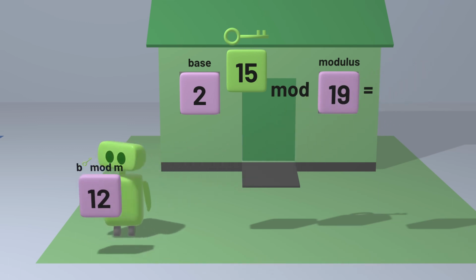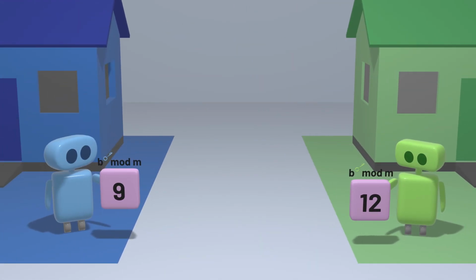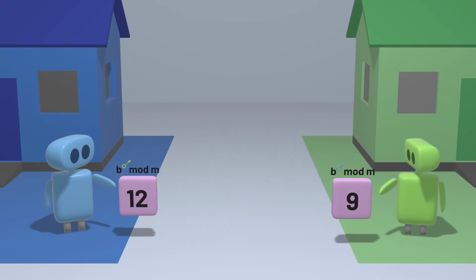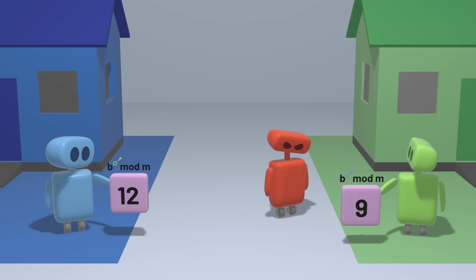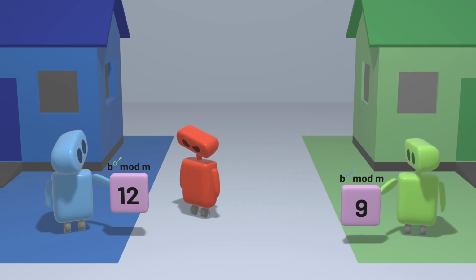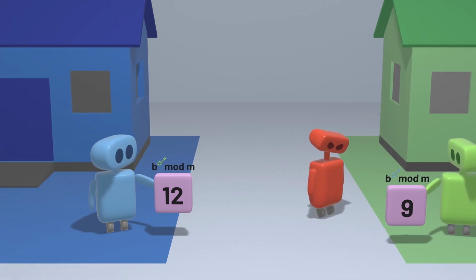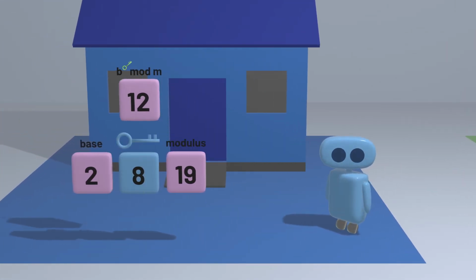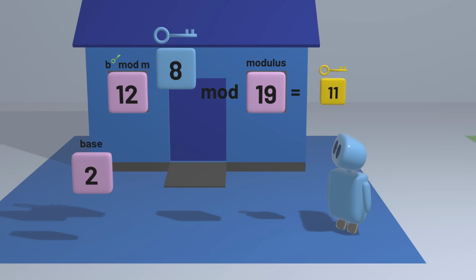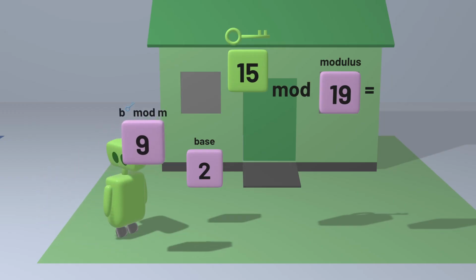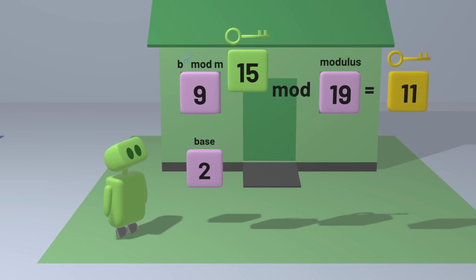You then share these modular exponents with each other. Since the process isn't easily reversed, even if an attacker sees these values, they have no easy way of knowing what either of your secret numbers are. But when you receive the value from your friend, you take that number to the power of your secret number, modulo 19. And your friend takes the number you sent to the power of their secret number, modulo 19.